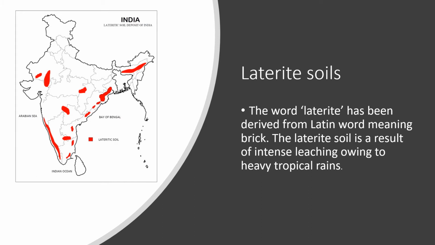Laterite soils are generally found in the Western Ghats due to very heavy rainfall, parts of Kerala, the Vindhyas over here, and the Satpura range in this part, the Malwa plateau, and they are also found in Meghalaya and Assam.